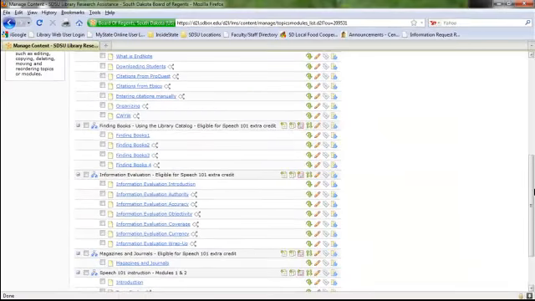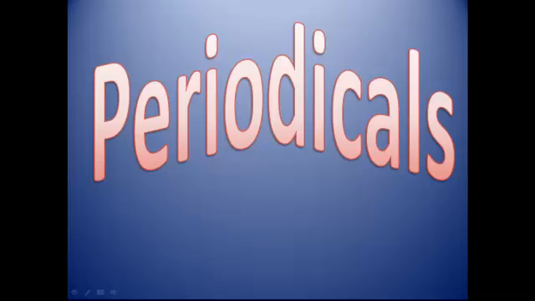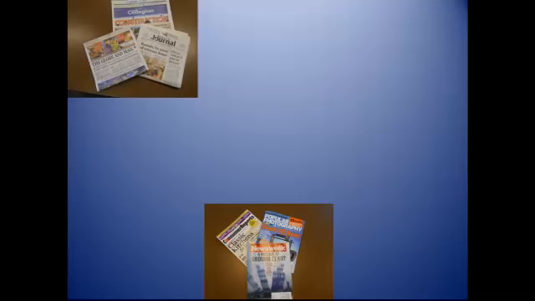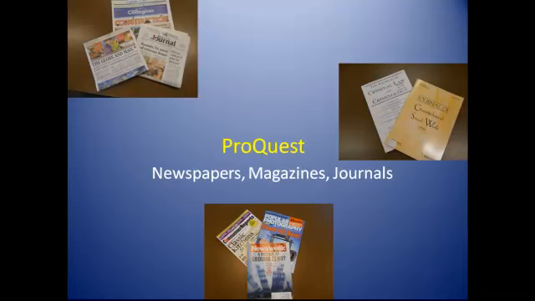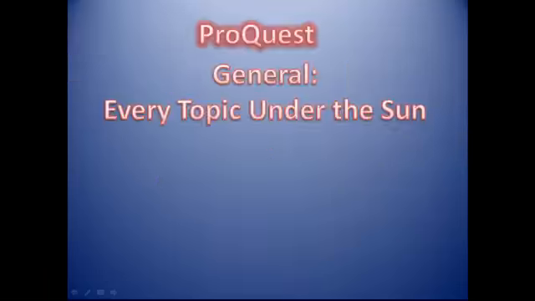Now we will look at articles from periodicals. A periodical is something that is published periodically, like a newspaper that is delivered daily or weekly, a magazine you would find at the grocery store, or a journal a professional association publishes. We have many databases to help you look for such articles. For this section, we will focus on the ProQuest database.